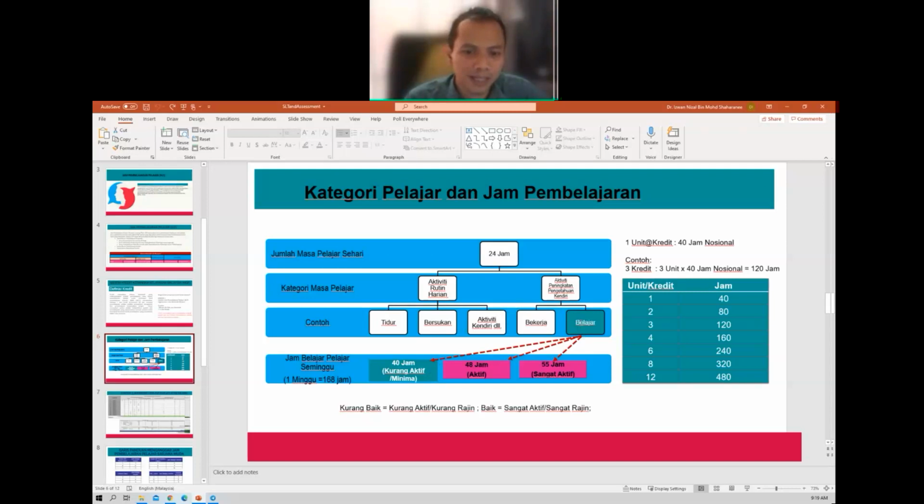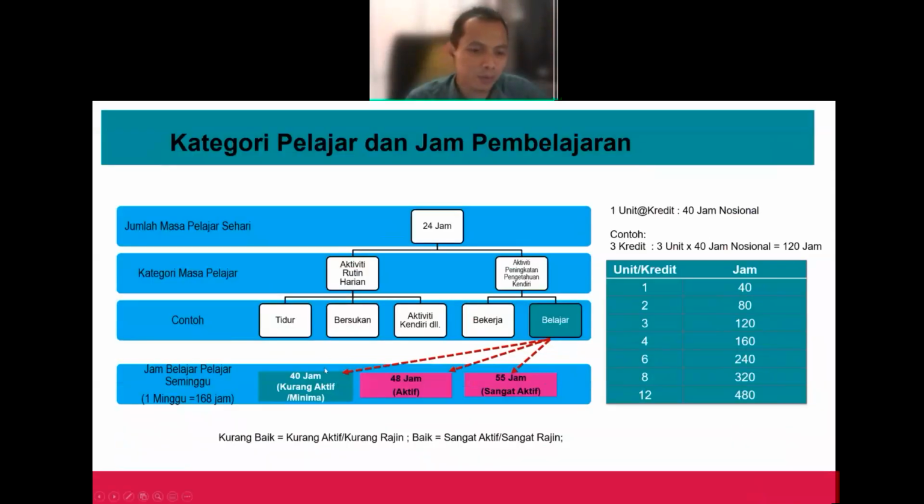For 1 student to study, 1 week is equivalent to 168 hours. For students who are less active, the least hours that a student should use for studying is 40 hours. For those who are active, 48 hours, and those who are really active, around 55 hours. This is coming from MQA's guidelines. Right?